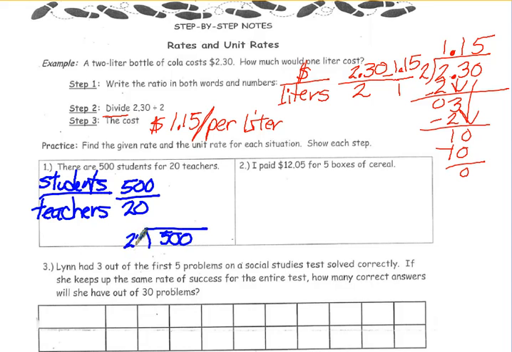20 goes into 50, does not go into 5, goes into 50 2 times, subtract down, and you get 10. Bring down your 0. 2 goes into 100 5 times. So we know that our unit rate is 25 students to 1 teacher. You would write that as 25 students, and remember we're going to say per teacher, so we're going to use the slash mark, students per teacher.